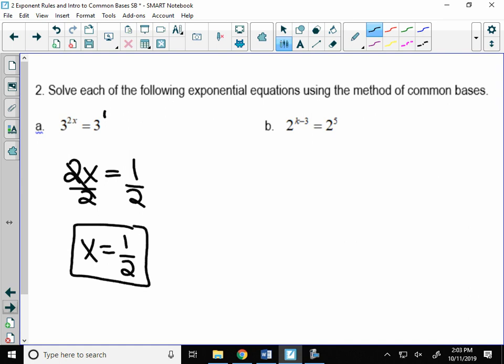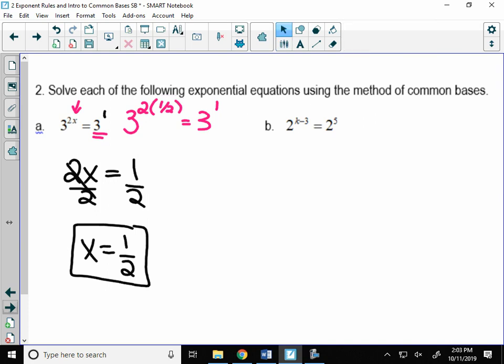If you want to check your work, this is a really easy type of problem to check your work on. If I put that 1/2 in here for x, I'll have 3 to the 2 times 1/2 power. Well, 2 times 1/2 is 3 to the first, which is exactly what we had on the other side. So that's an easy way to check.